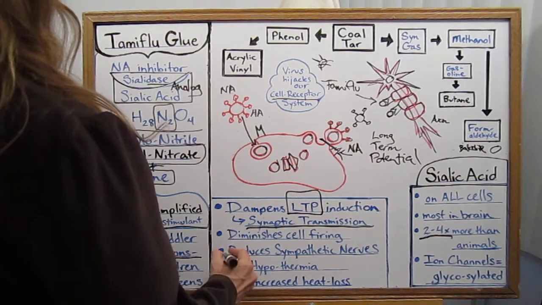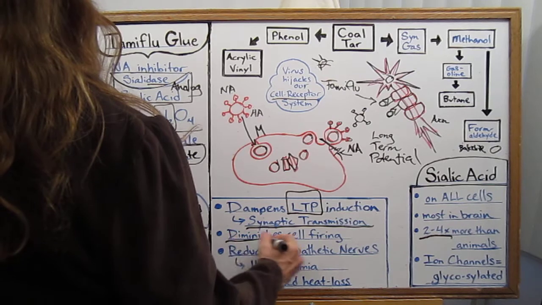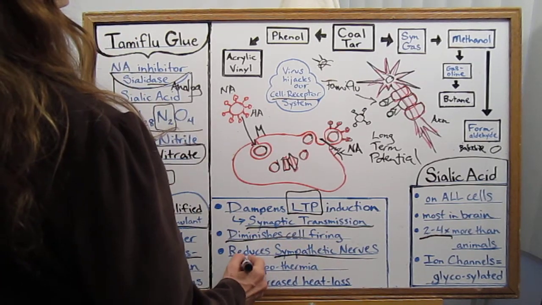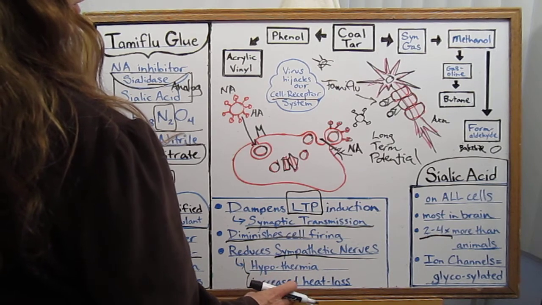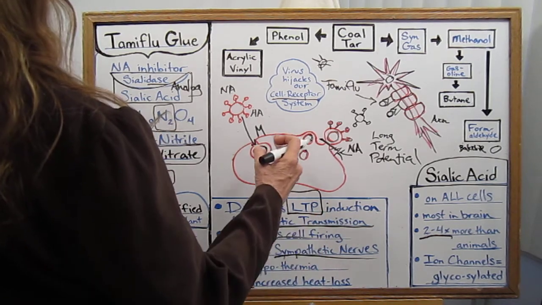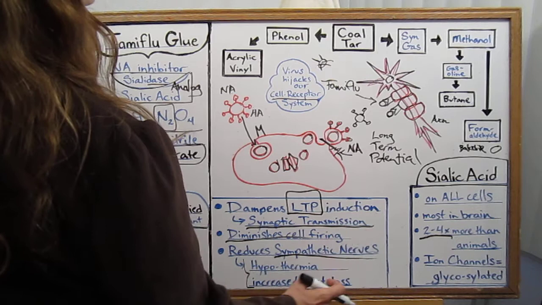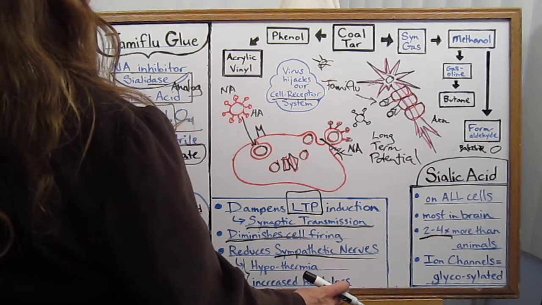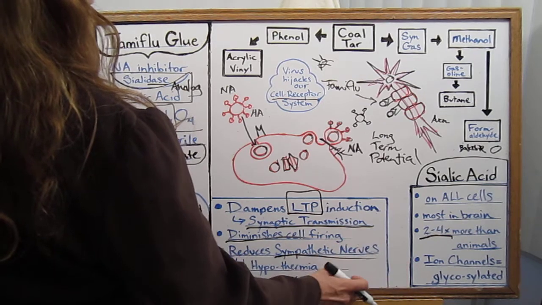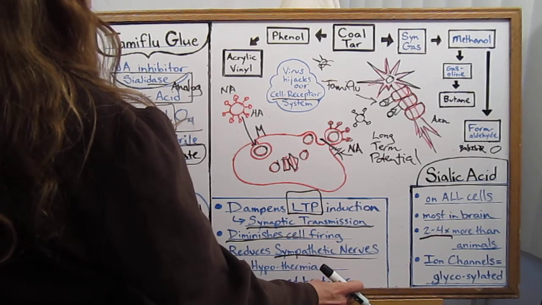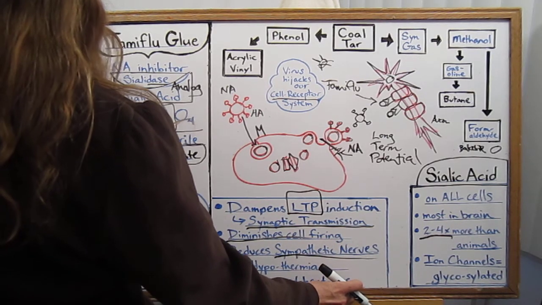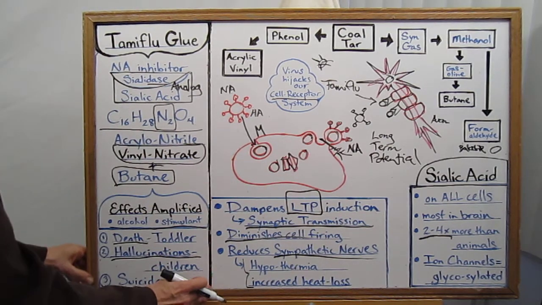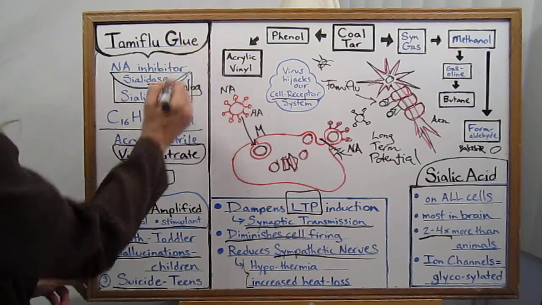And it diminishes cell firing, it reduces sympathetic nerves, and they notice, of course, that creates hypothermia, which is increased heat loss, which doesn't help if you're using this to help one get over the effects of a virus. You're actually inhibiting the ability of the immune system to respond and the nervous system to respond. And this also explains these effects the Japanese were seeing, these horrific effects caused by Tamiflu glue.